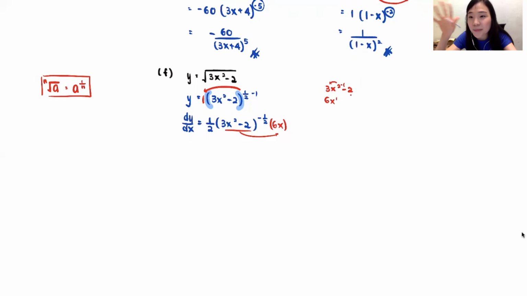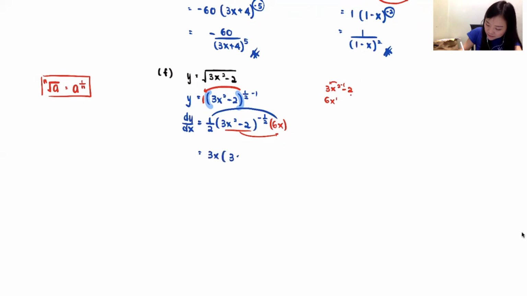Don't tell me, teacher, why got x? Because just now all my examples, I gave very easy ones. That's why all of them were just numbers. But it doesn't mean they must be a number. It's okay to have an x there, okay? So don't panic about that. So how do I continue, my dear? So these two I join. 1 over 2 times 6, 3x.